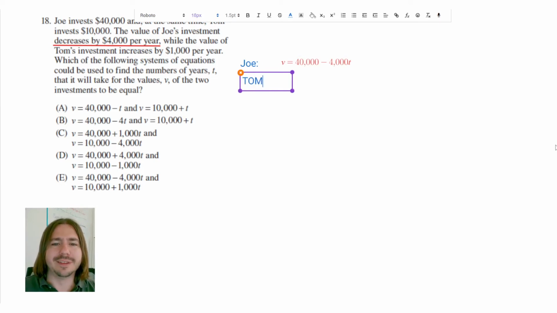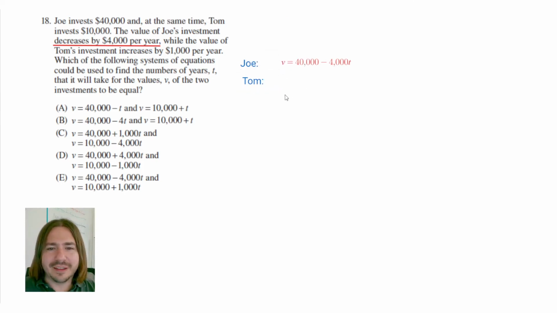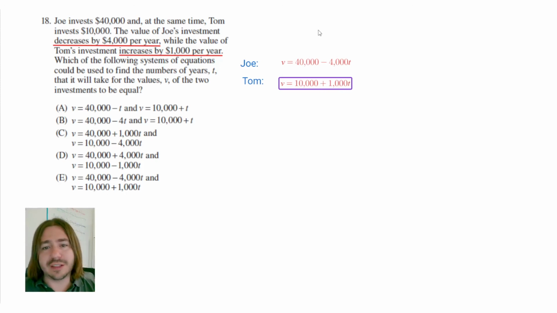And then your equation for, who's the other guy? Tom? Yeah, Tom. So we got Joe and Tom. And so Tom's equation says he starts with $10,000, but his investment increases by $1,000 per year. So we're going to add $1,000 per year. So these are the two equations, and that's really all there is to it. They're not required to actually solve this system of equations.